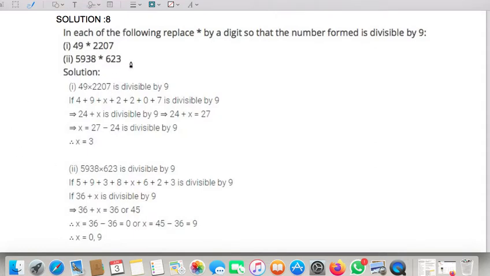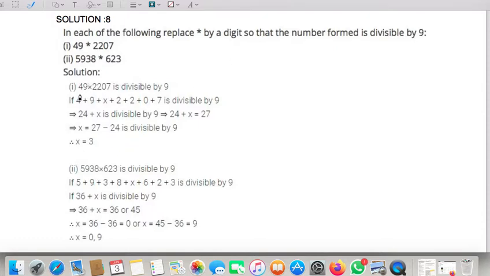In each of the following, replace star by a digit so that the number formed is divisible by 9. Exactly same. Question number 8, students. I think you all have understood the formula, the concept. What will we do? We know very clearly that if this star, earlier it was x, so let that star be x only. So that is a single digit.